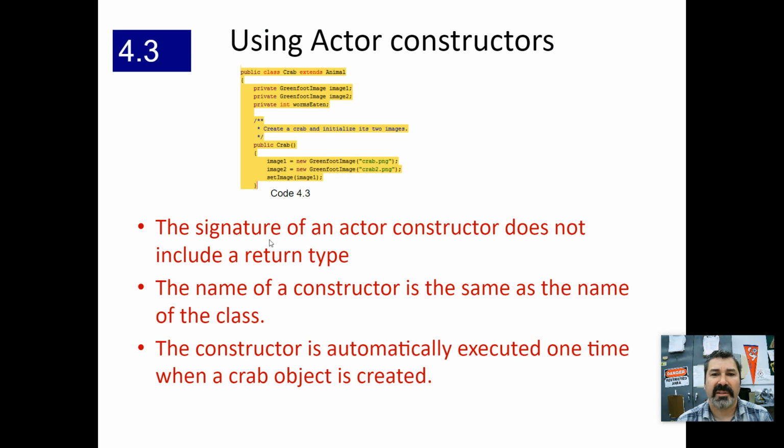Okay, write this down. The signature of an actor constructor does not include a return type. No void, no Boolean, no nothing, no return type. The name of the constructor is the same as the name of the class. The constructor is automatically executed one time when a crab object is created. So this code runs once right at the beginning, helping build the crab. Okay, write that down.